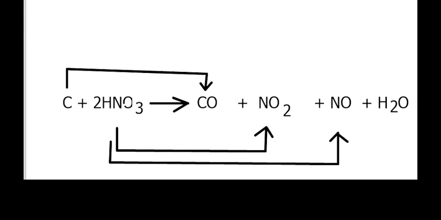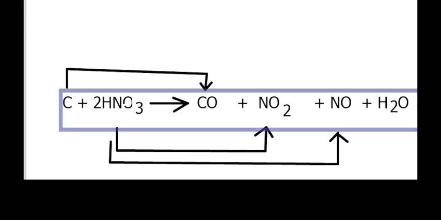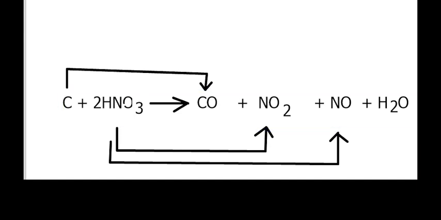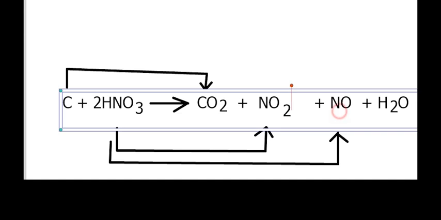Now, for examples. The first example is a reaction between carbon atom and nitric acid to produce carbon(IV) oxide, nitrogen(IV) oxide, nitrogen(II) oxide, and water.